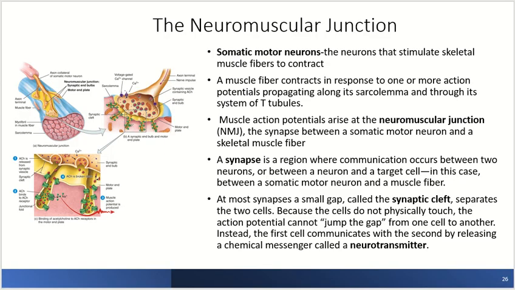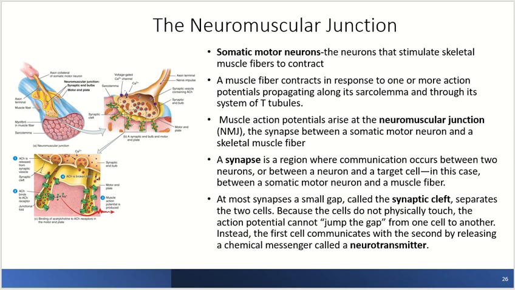Now on to the neuromuscular junction. This is where we're going to join the nervous system to the muscular system. This is going to be how we electrically trigger these muscle contractions. So for starters, we have something called a somatic motor neuron. And this is a neuron that is going to stimulate skeletal muscle fibers, causing them to contract.